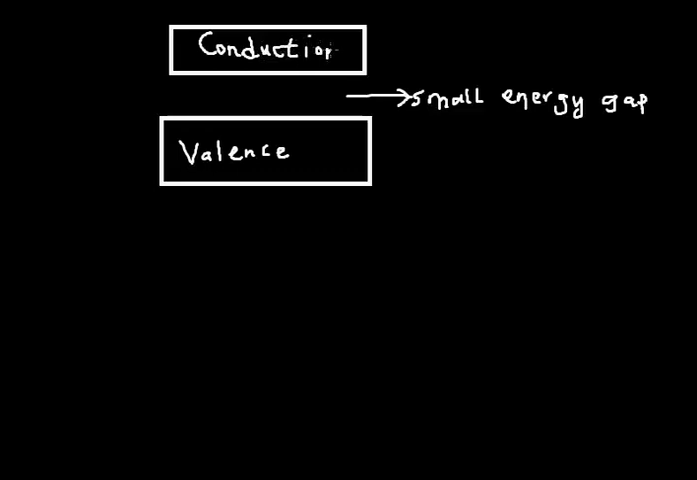How do they conduct electricity? What is the condition that warrants them to conduct electricity? The condition is one that enables electrons in the valence band to gain energy so that they can jump into the conduction band. And that condition is basically when the temperature of a semiconductor increases.